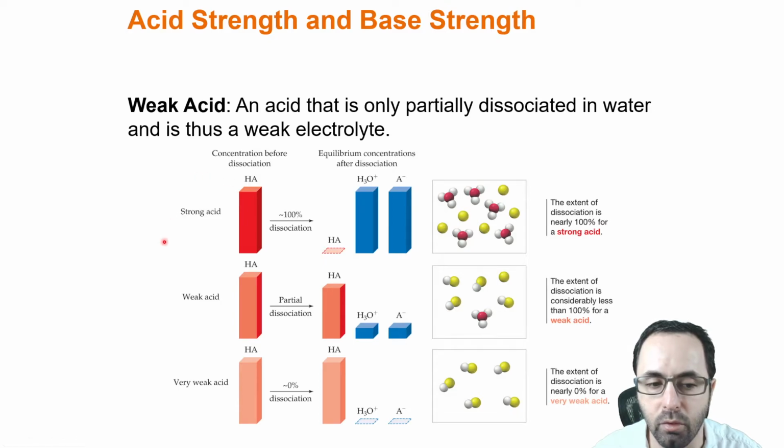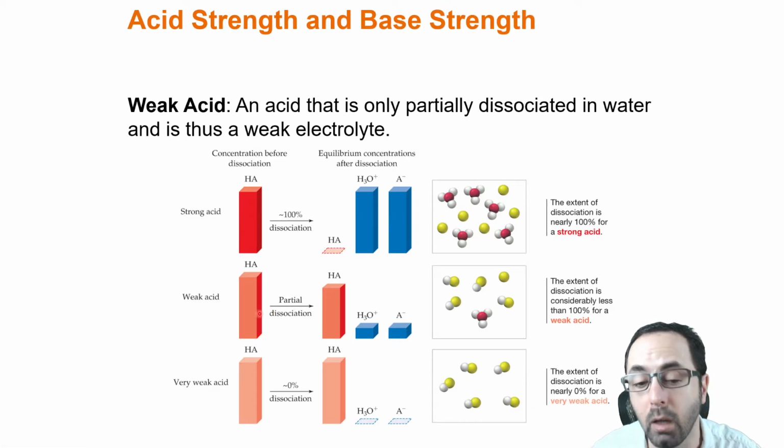This distinction of strong acid versus weak acid doesn't tell us a whole lot. What we'd like to know more is how much does it dissociate? How strong is it? Is it very, very strong, or is it kind of strong, or is it extremely weak like this one?